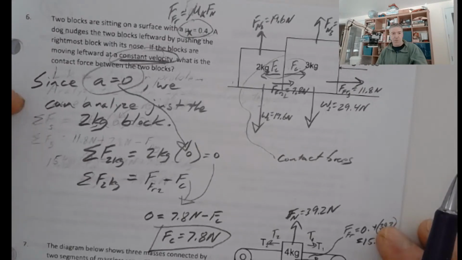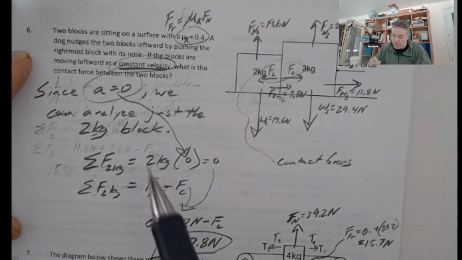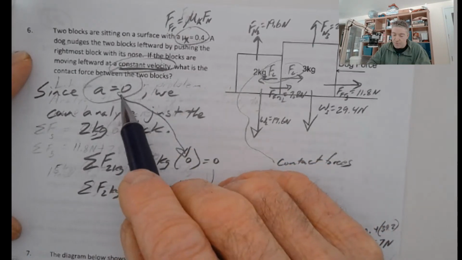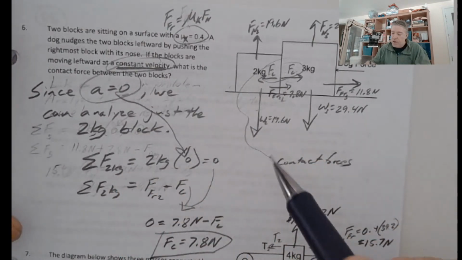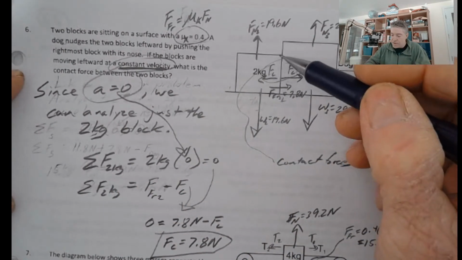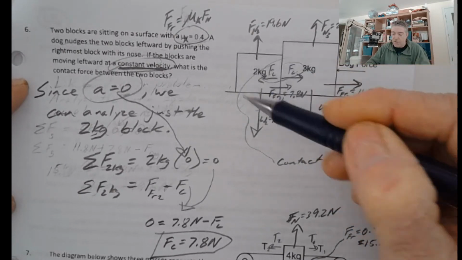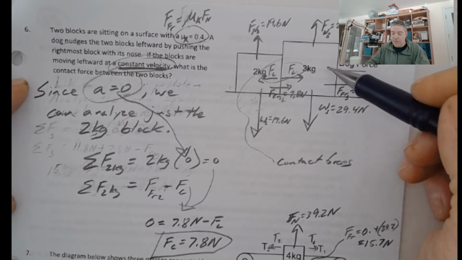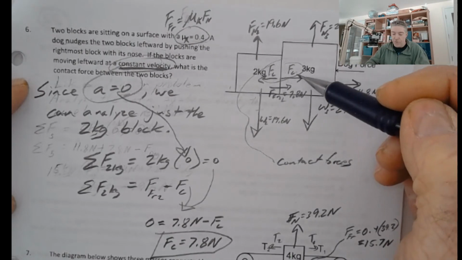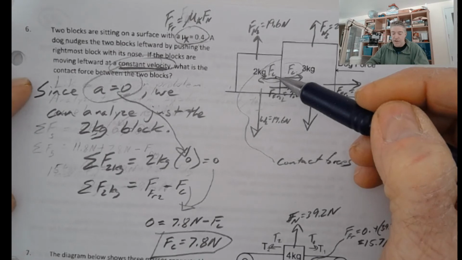That's what I started doing with all this mess you can see in the background. So the velocity is constant, which means the acceleration is 0. So I know the acceleration. I can just focus on the easy block, and the easy one is this one because it only has one force on it. This one's got the dog and the force of contact. This has just got the contact force.